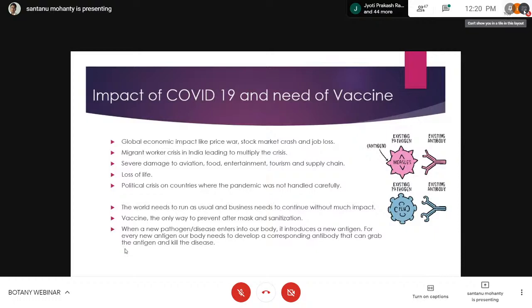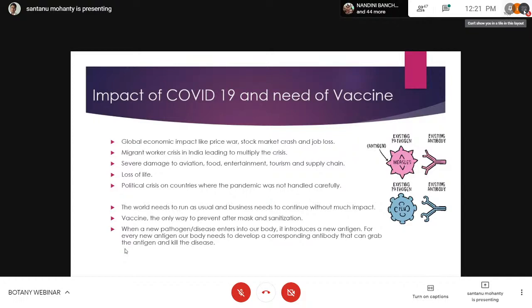Impact of COVID-19 and need of a vaccine. So guys, the impact you all know, right? The global economic impact, like price wars, stock market crash, job loss. What did not happen? Did you ever imagine that such a day will come where the entire world will be locked down?